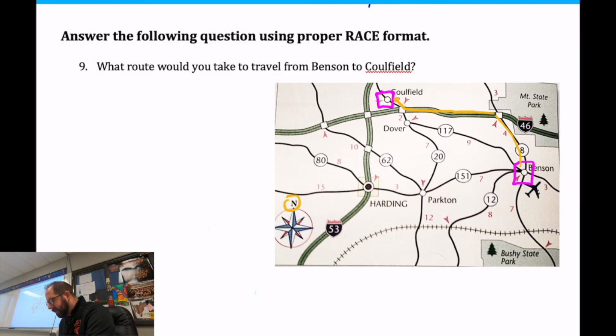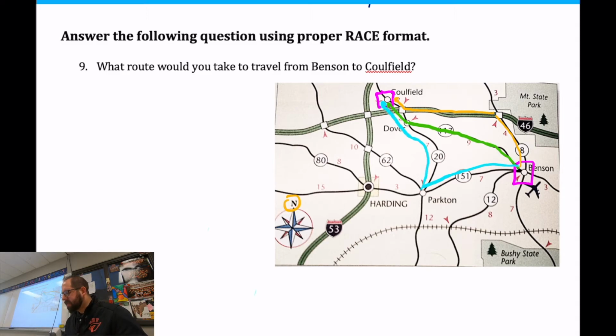I could take this route going kind of northwest-ish, and then getting to Dover and then going north. That's probably the route I would take just because of the distances that are involved. I'll go through that here in a second. Or the third route I could take is go straight across over to Parkton and then go straight north up to Coalfield. So I have a couple different routes. I'm going to avoid the interstate.